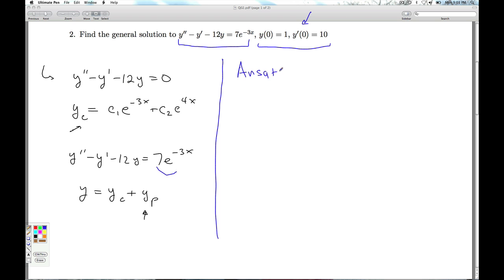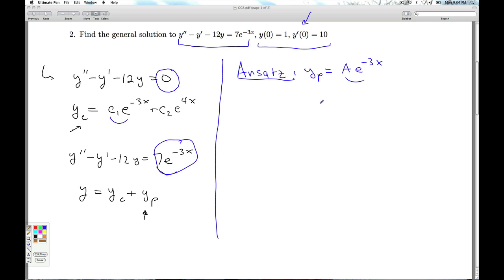We'll make an ansatz here. What should this particular solution look like? Well, since it's a constant coefficient ODE, what kinds of functions, when you take derivatives and then linear combinations, are going to give you something like e to the minus 3x? Our original guess would be a constant times e to the minus 3x. The problem with that is that this is duplicated in the complementary solution. So if I substitute a e to the negative 3x into the differential equation, I'm going to get 0 on the right-hand side. I'm not going to get this.